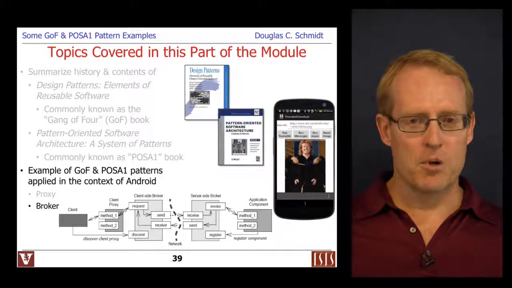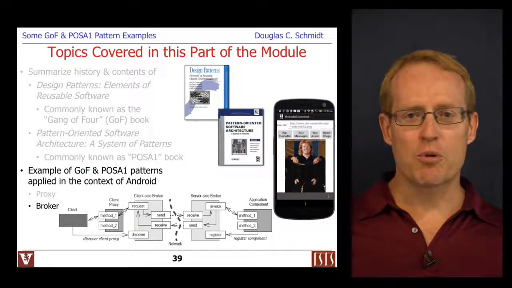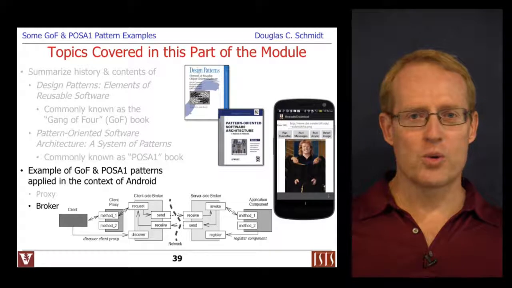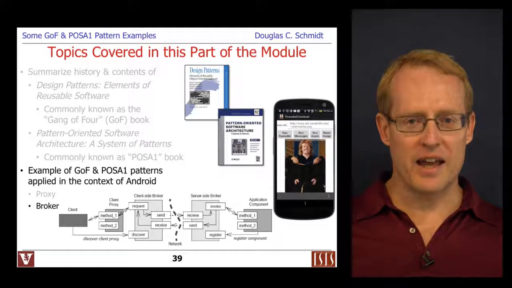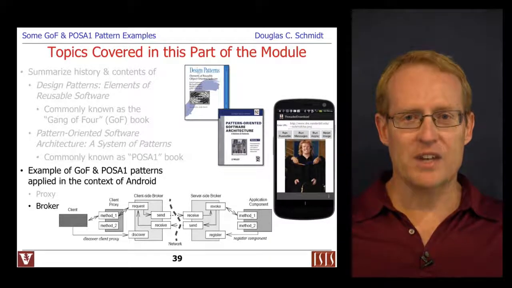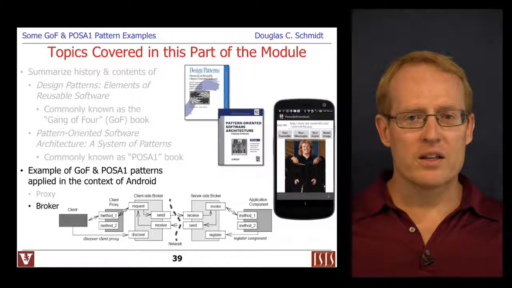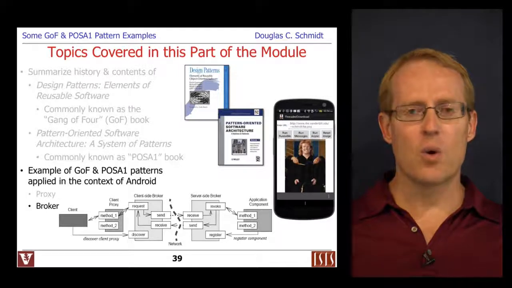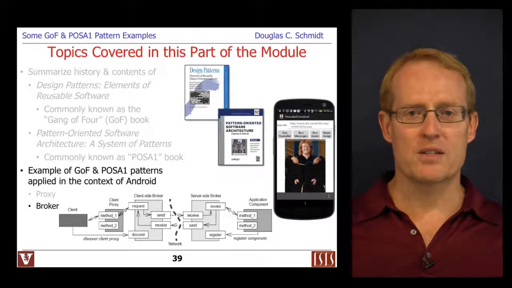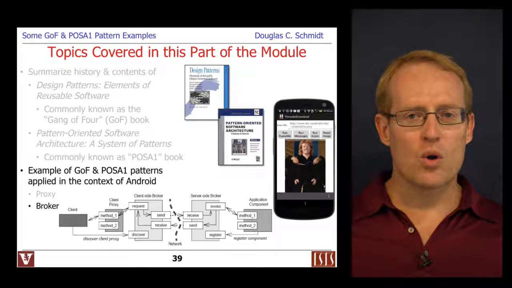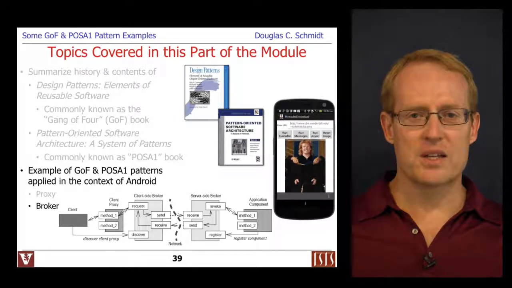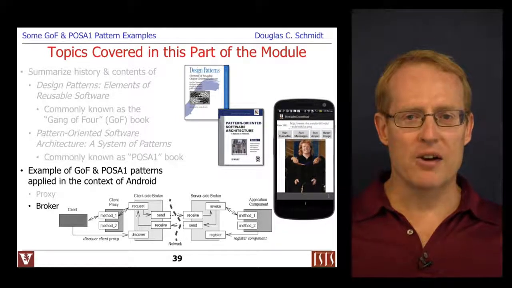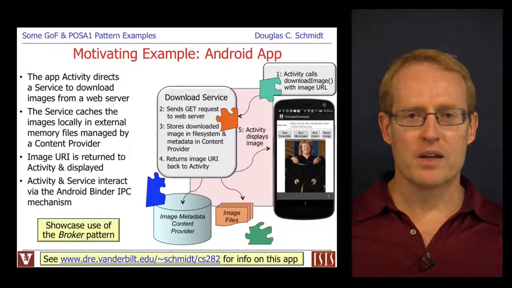The previous part described the use of the proxy pattern in order to shield the client application, in this case an activity, from where the actual object resided, whether it be in the same address space, co-located, or remote in a separate process. Now, we're going to be fleshing out this example to use a related pattern called the broker.